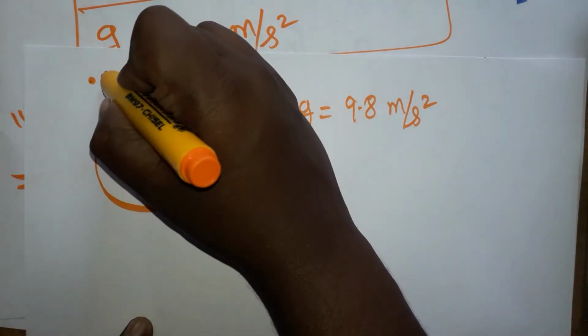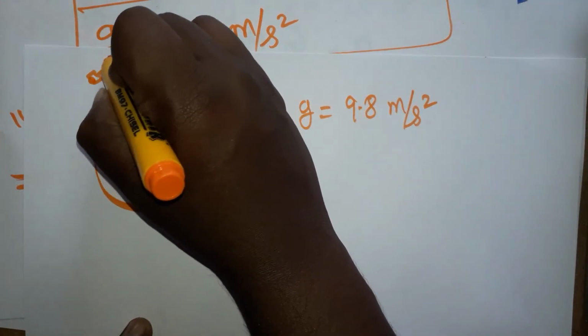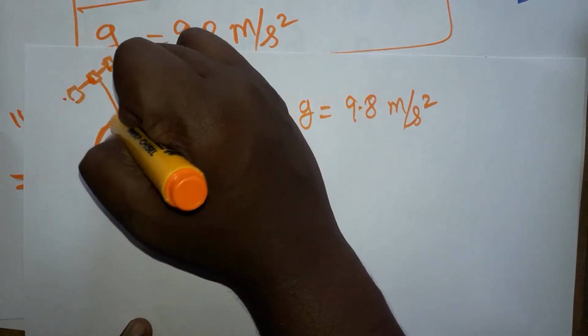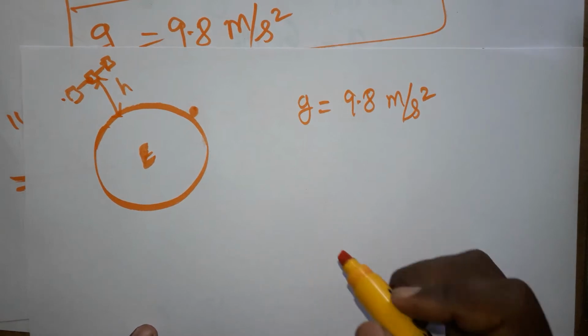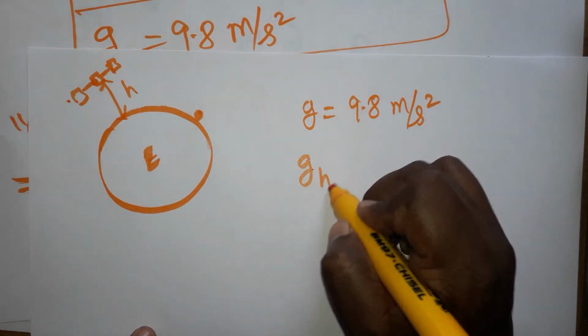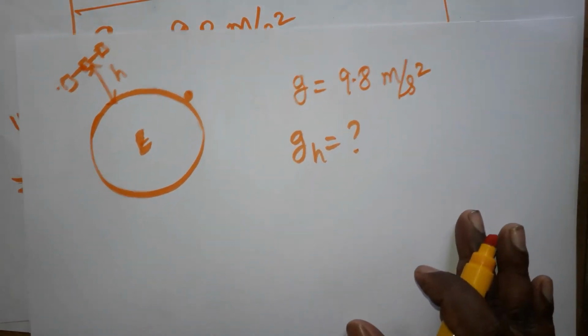Now take an object at some height from the earth surface as a satellite. The satellite is at height h from the earth. Now the acceleration due to gravity changes. So the gravitation at some height is equal to question mark. I don't know what the gravitation at some height is.